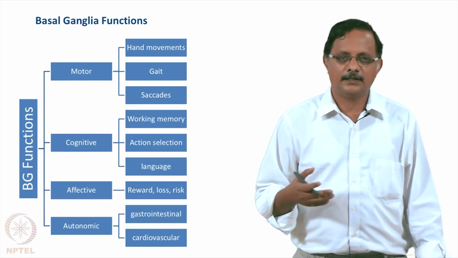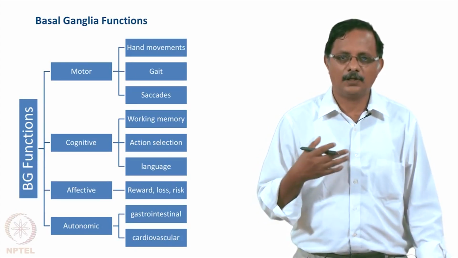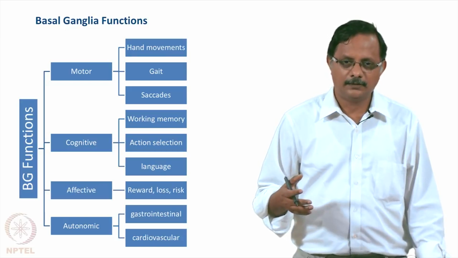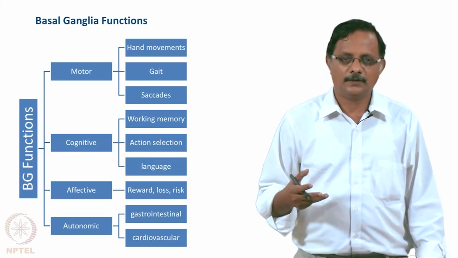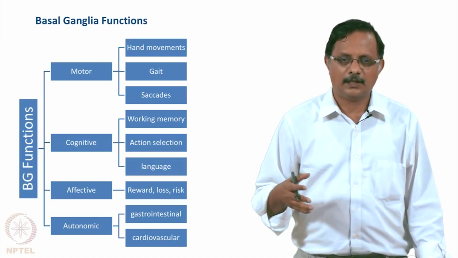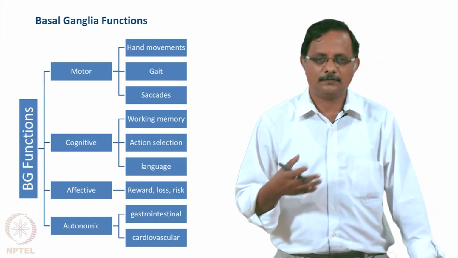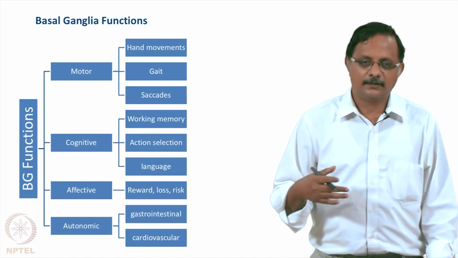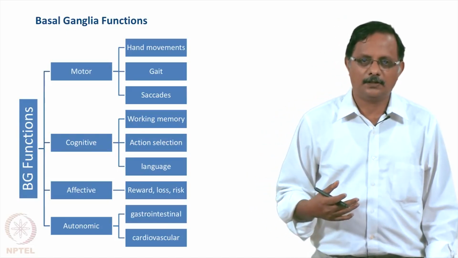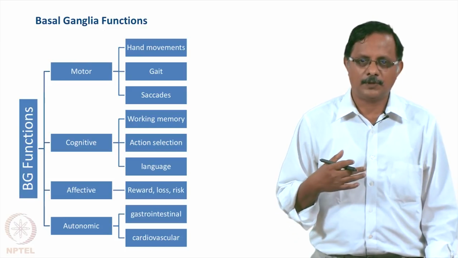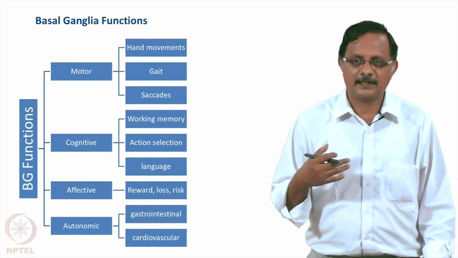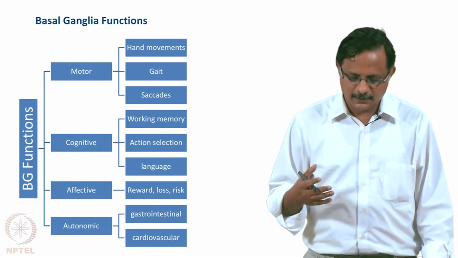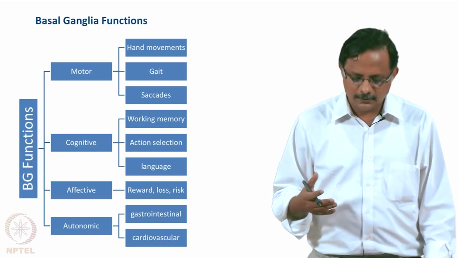In fact, they are involved in pretty much all four major functions of the brain, that is motor, cognitive, affective or emotional, and also autonomic, which is related to the functions of the autonomic nervous system. In motor, they control a variety of motor functions, like for example, movements of the hand or movements of the legs or gait, movements of the eyes or saccades, and so on.